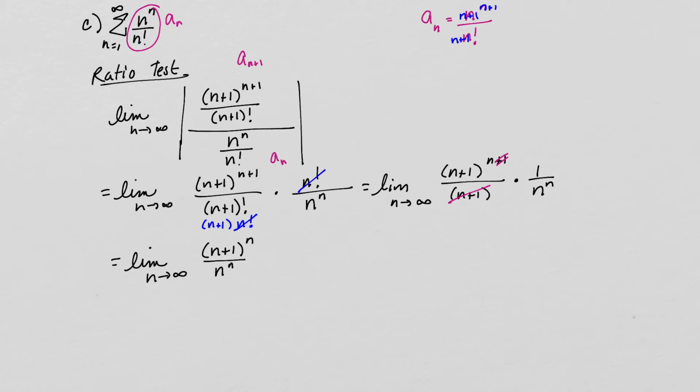And so if you try to plug in, you end up with infinity over infinity, which is fine. Do L'Hopital's rule. The problem is when you go to do L'Hopital's rule, you have to take the derivative of n to the n, or n plus 1 to the n. So remember, that would be like taking the derivative of x to the x.